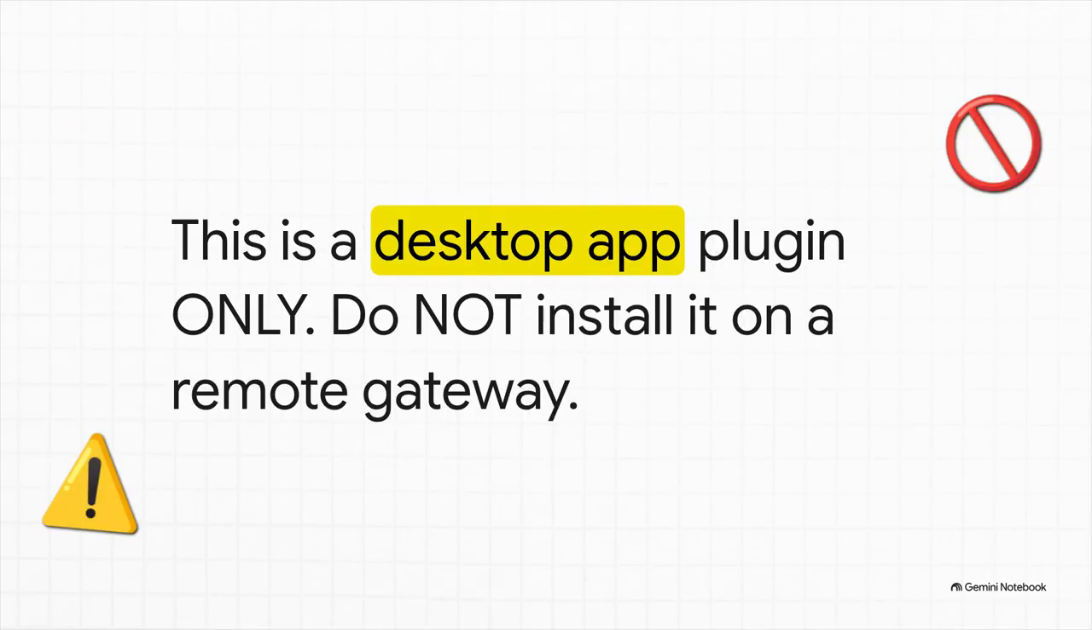Now hold on, there is one very important catch you need to know about. This is a desktop app plugin only. You absolutely must install it on the machine where the Hermes desktop app is actually running. If you're a power user with a remote home lab setup, like say your gateway is running on a server out in the garage, but you run the actual app on your MacBook inside, do not install this on that gateway server. It will do absolutely nothing. It has to go in the Apps Side Desktop Plugins folder on your MacBook.